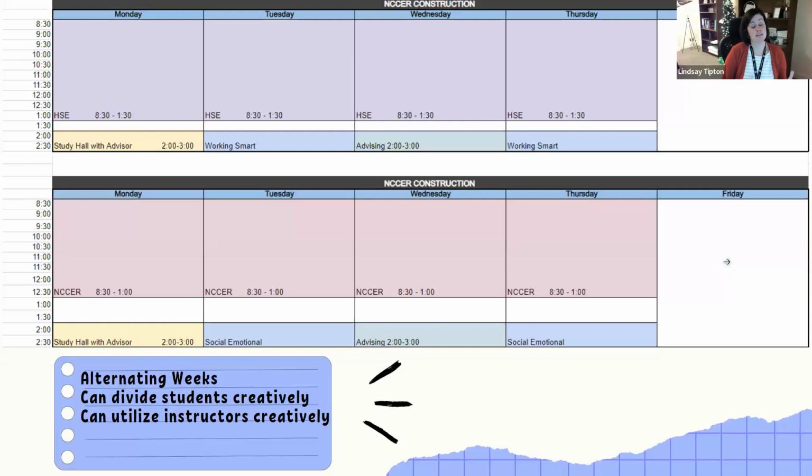I just made this for this presentation. We did not do it this way, but this is another way that some YouthBuild programs did it, and you could do it this way too in your program. So one week would be HSE in the mornings, and the next week would be construction in the mornings. That is still concurrent. They're enrolled at the same time.